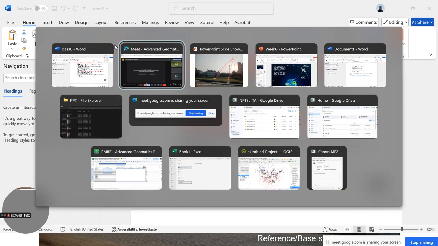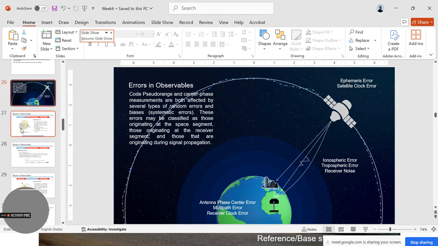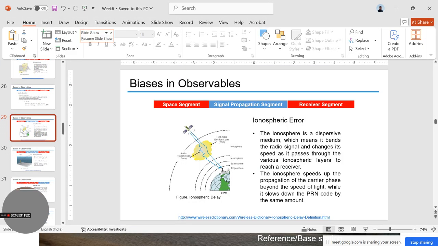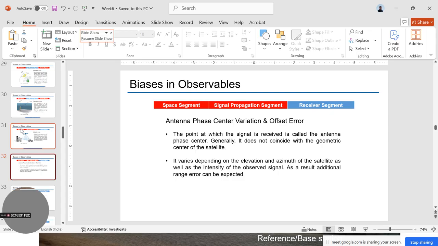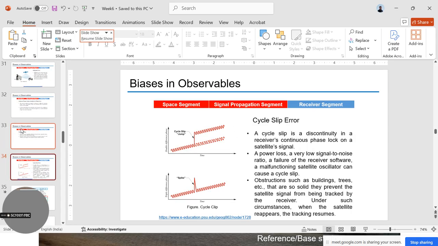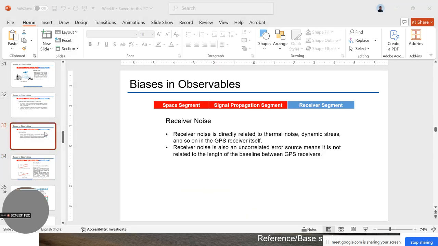So I will show you in depth about that integer ambiguity part as well. Basically, when we have these cycles, if we are not able to measure the actual number of cycles, then this integer ambiguity will come into the picture.